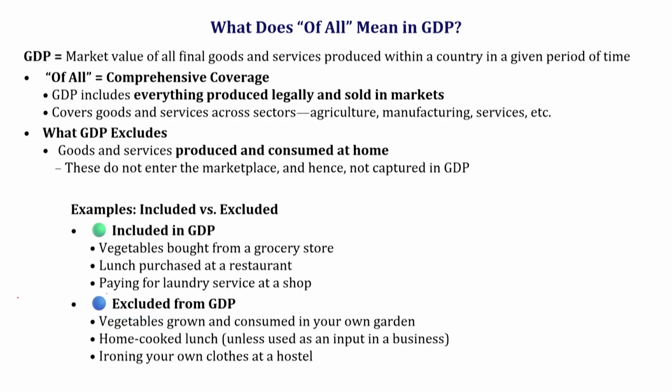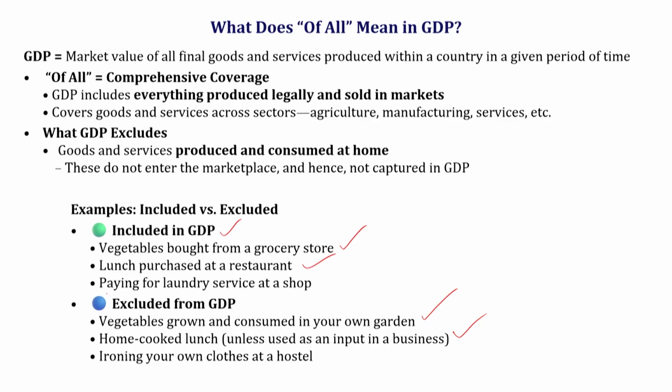So to summarize, let me give some examples of what is included and what is excluded. Included items are mainly those that are traded. For example, vegetables bought from a grocery store are included, but vegetables grown and consumed in your own garden are excluded. Lunch purchased at a restaurant is part of GDP, but if you have a home cooked lunch, that is not part of GDP.